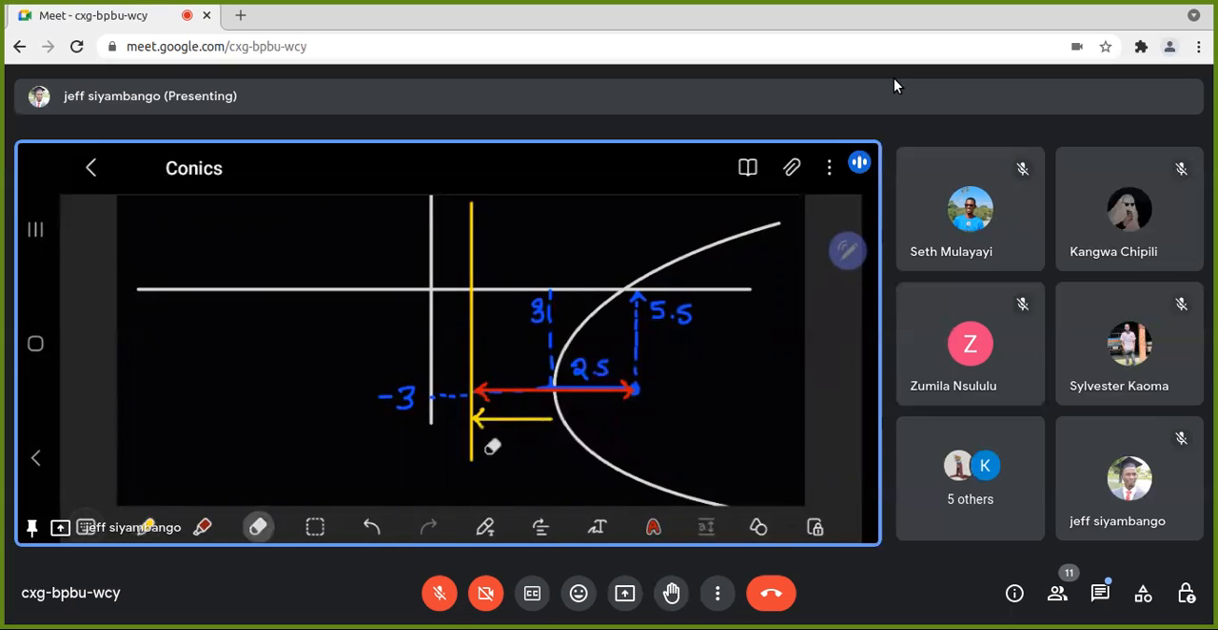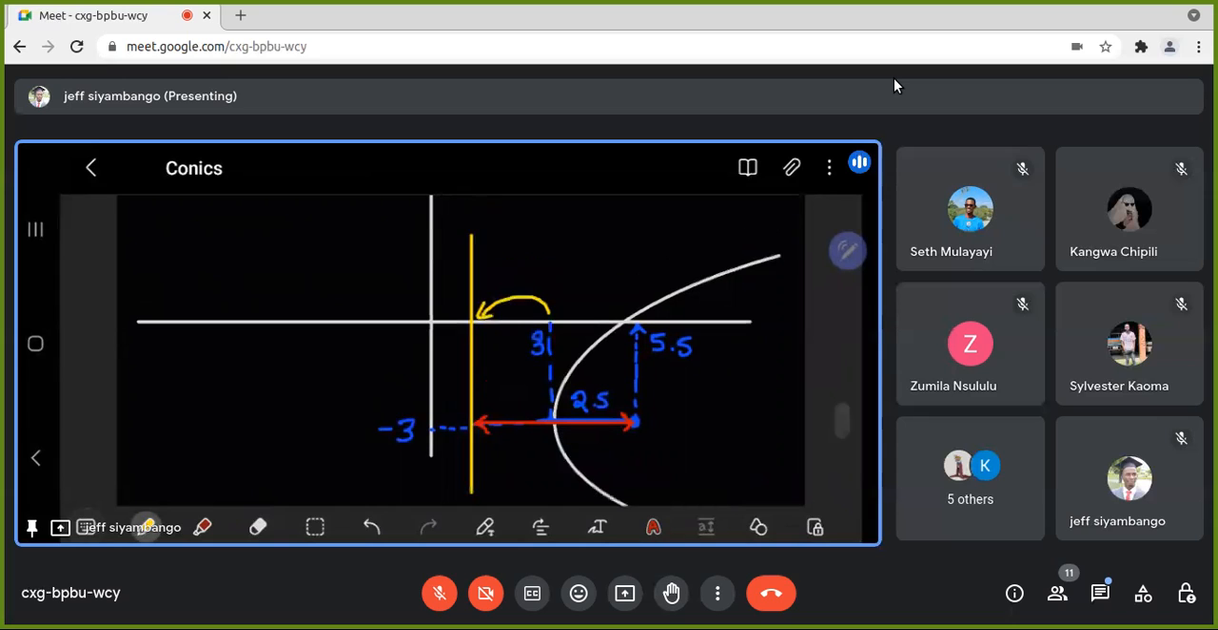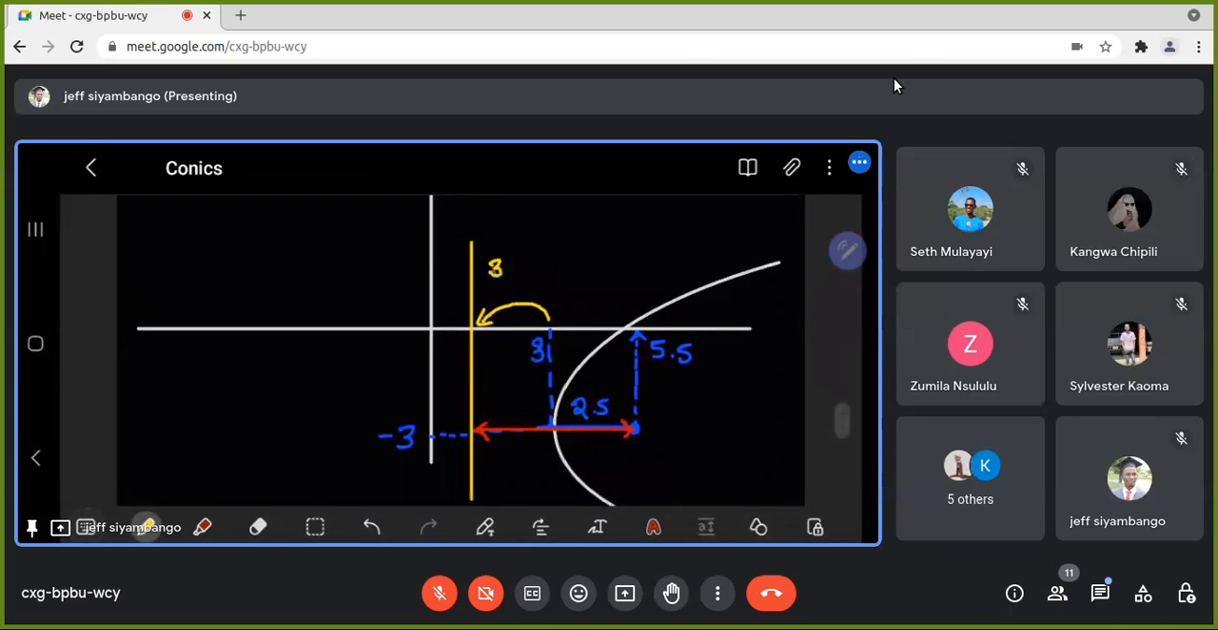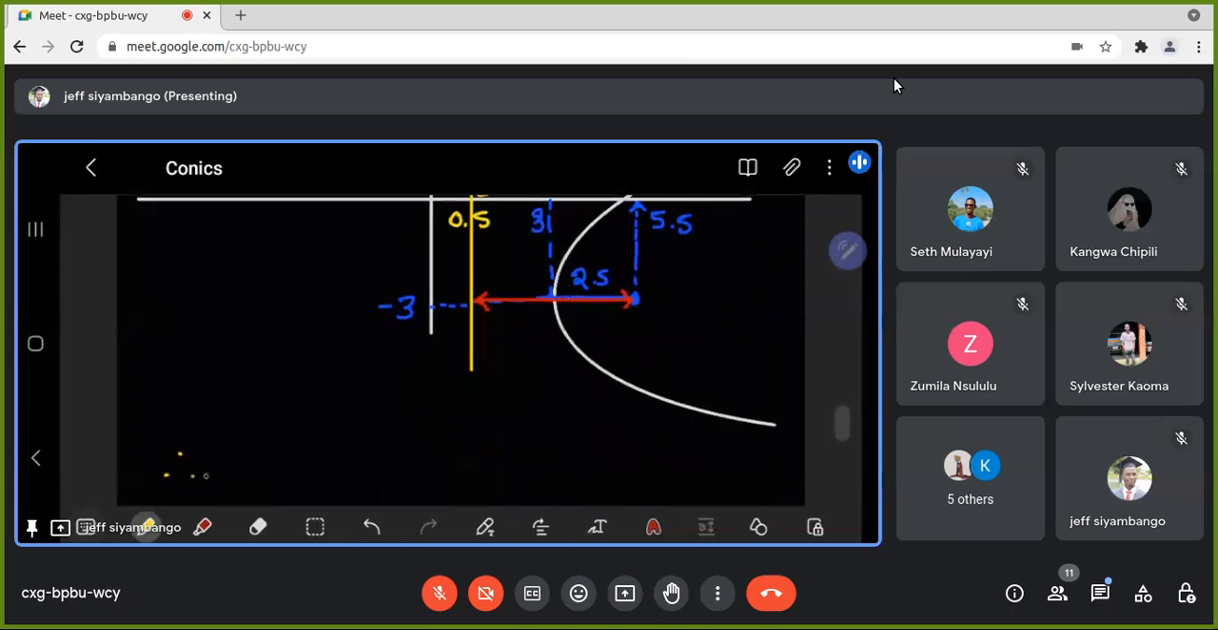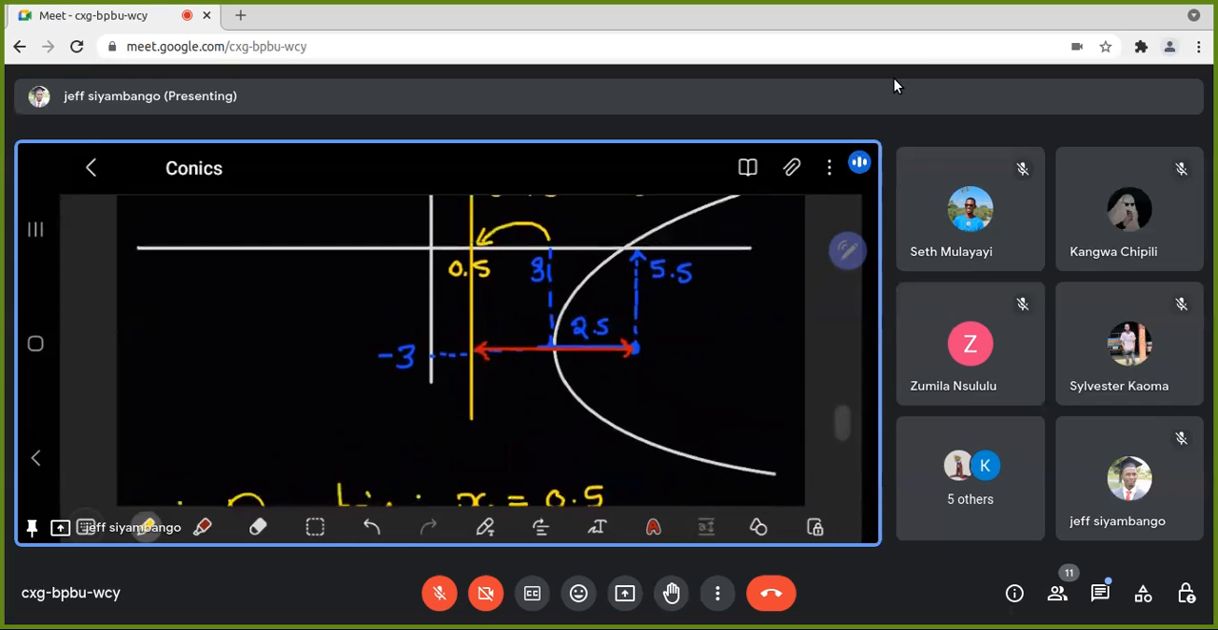But what is this line? So if you have to move 2.5 units back from 3, the directrix will have to be at a point where it is 3 minus 2.5, which is equal to 0.5. So if you look at that, it gives you this point as 0.5. So you then conclude that the directrix will be the line x equals 0.5.